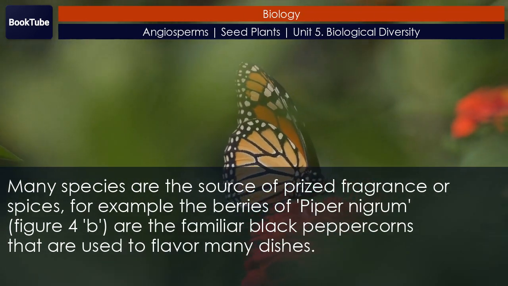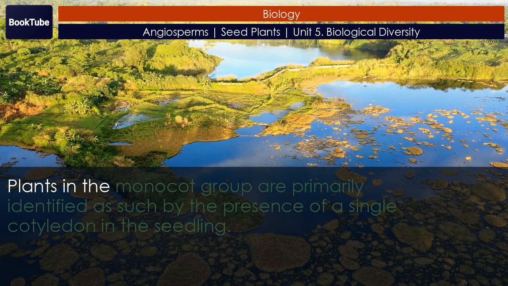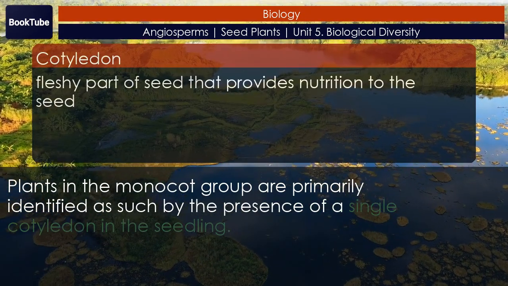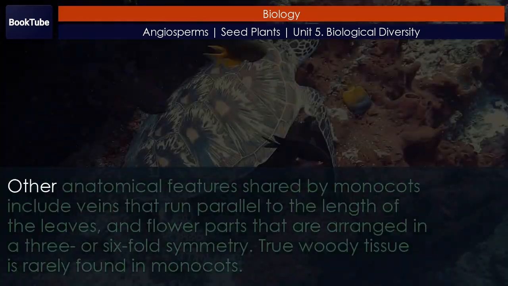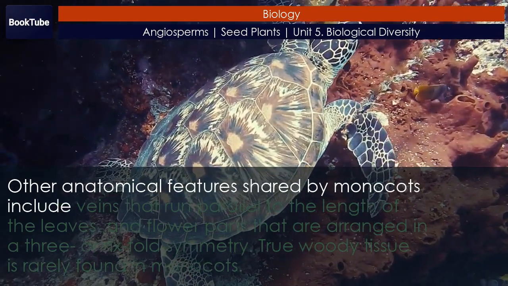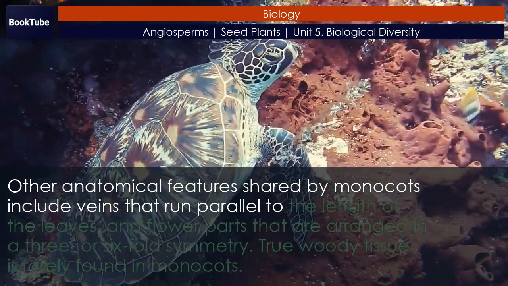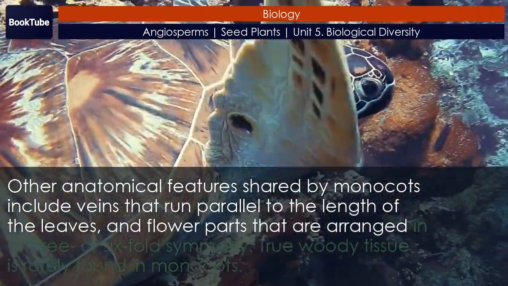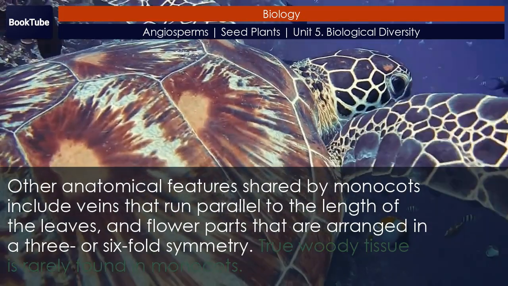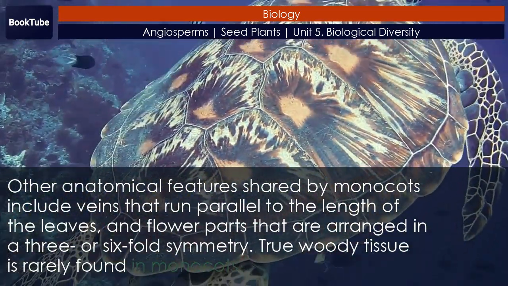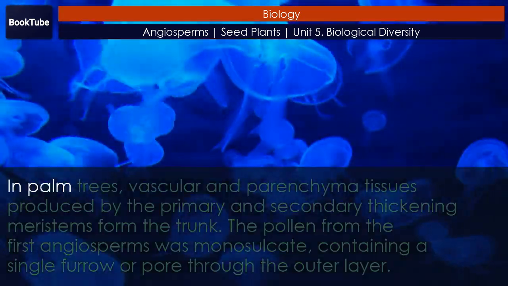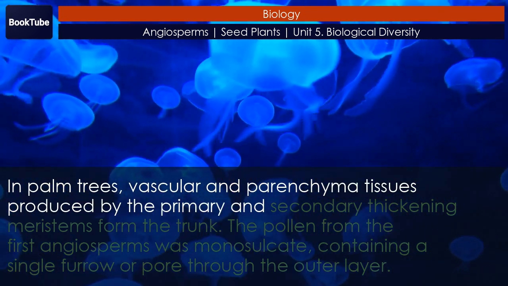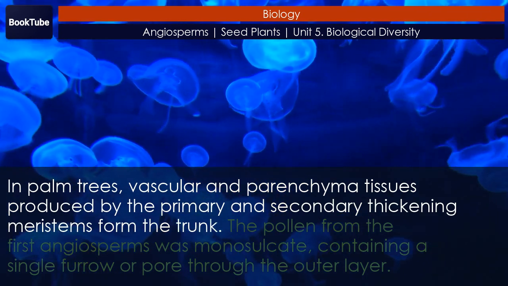Monocots. Plants in the monocot group are primarily identified as such by the presence of a single cotyledon in the seedling. Other anatomical features shared by monocots include veins that run parallel to the length of the leaves, and flower parts that are arranged in a 3- or 6-fold symmetry. True woody tissue is rarely found in monocots. In palm trees, vascular and parenchyma tissues produced by the primary and secondary thickening meristems form the trunk.